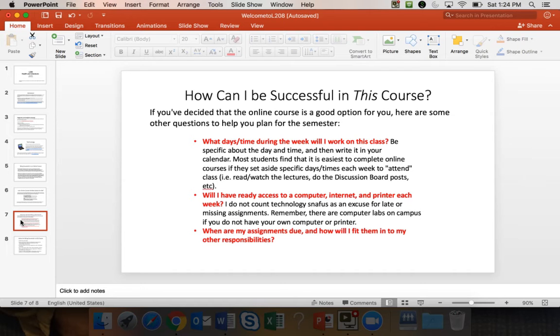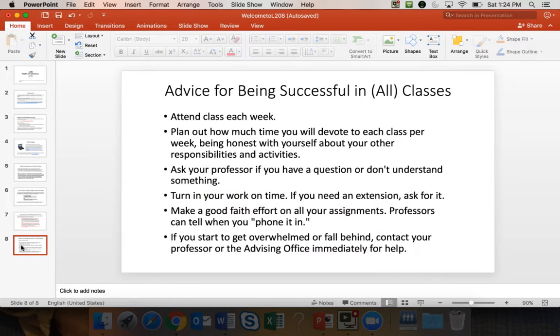Oftentimes students struggle with finding time to write papers and to write discussion board posts. But I would write those into your calendar as well so that you know that you have time set aside, not only to complete the assignments for this course, but actually assignments for all of your courses.